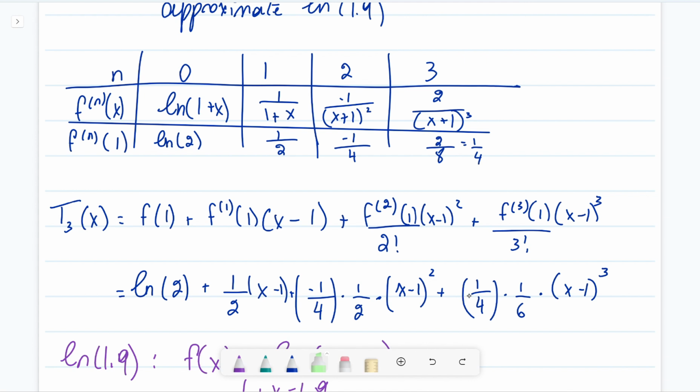And then here we have our last term. The third derivative evaluated at 1 is 1 quarter. And then we divide it by 3 factorial. What is 3 factorial? It's 3 times 2 times 1, which is 6. This is why I wrote times 1 divided by 6. And then I multiply it by x minus 1 all cubed.